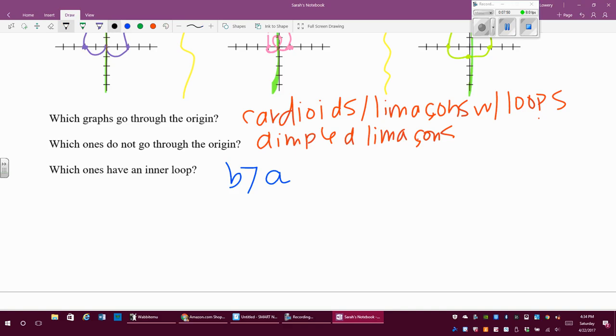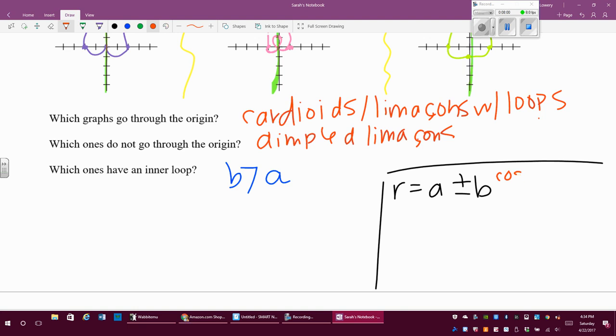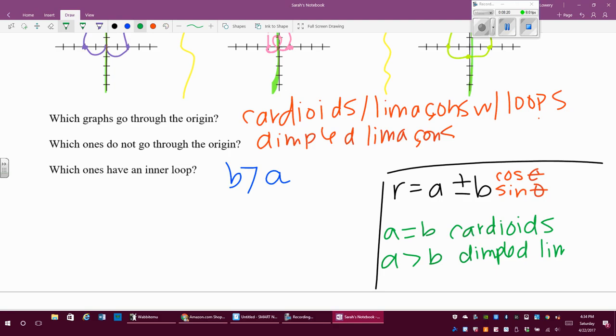Now I'm talking about B and A, so what I want you to know is all of these three graphs have the form r equals A plus or minus B, and it's either going to be a cosine theta or a sine theta. And we can tell what it is based on the relationship. When A equals B, it's a cardioid. When A is bigger than B, it's a dimpled limacon. And when A is smaller than B, it is a limacon with a loop.